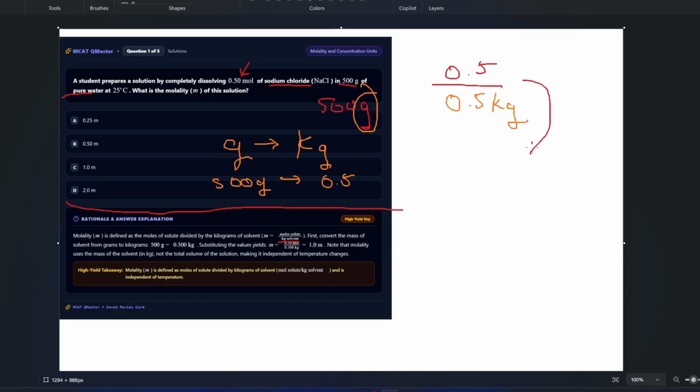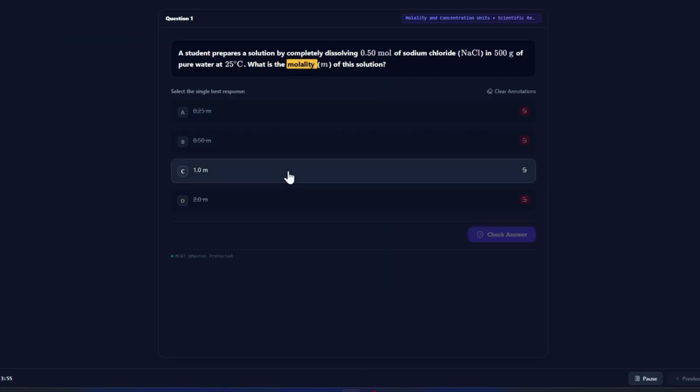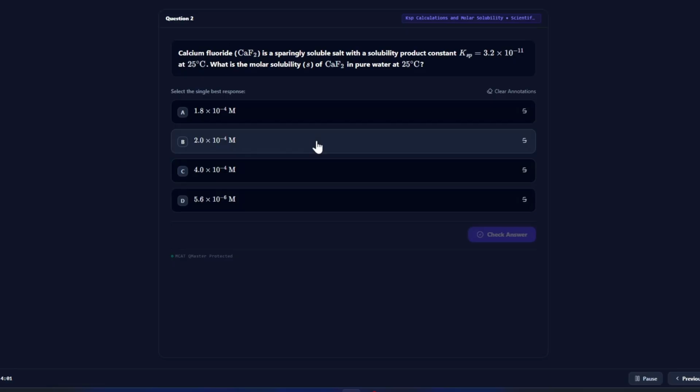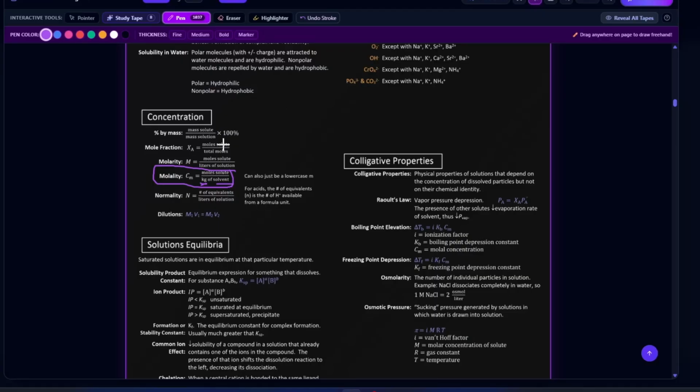So now what we do is we divide it, and the answer is 1, by the way. If the answer is 1, then we can go back to our practice question, strike out this one, that one wasn't right, this one wasn't right, this was right. So we checked the answer, and it was correct. Yay. So then we move on to the next question. This one is about molar solubility. So let's go back to molar solubility.